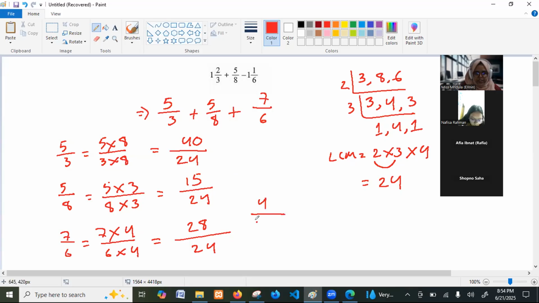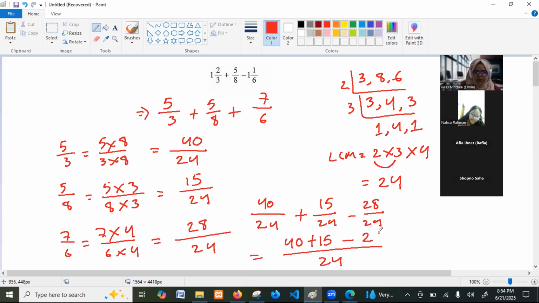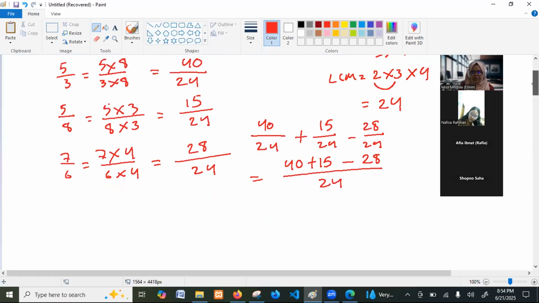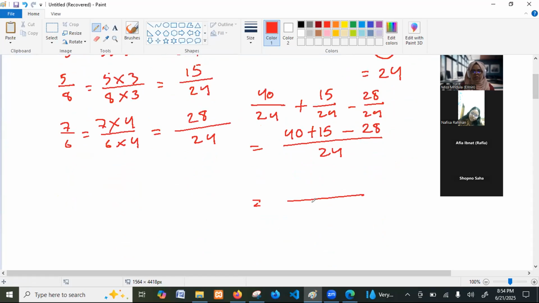And the new fractions, if we arrange them in the same way, we are getting this: 40 24, plus 15 24, minus 28 24. So that means all of them have 24 as the denominator. So we have got our denominator 24. And in the numerator, we have to add 40 with 15 and subtract 28. So obviously, we have to start from the left side, right? So let's do the addition first. Then we will do the subtraction.